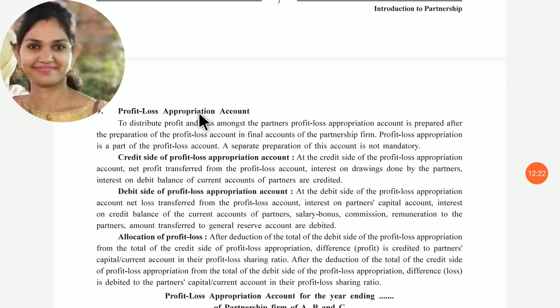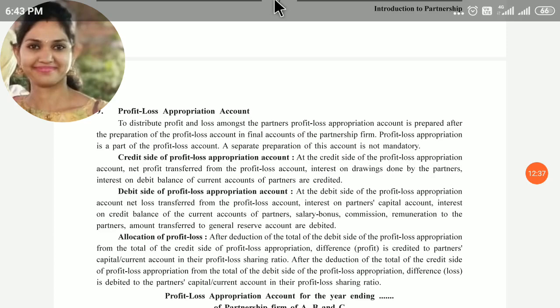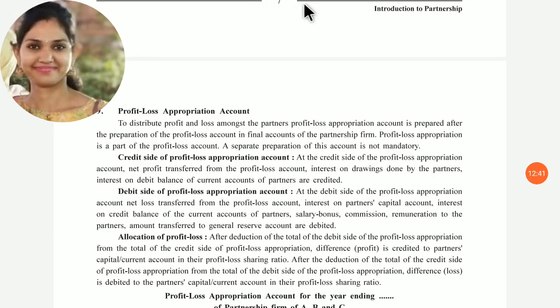The profit and loss appropriation account is generally prepared to record transactions related to partners' capital. It means I am explaining this with an example. Suppose salary paid to workers. This salary we are paying to the workers, so this is an expense for a business.